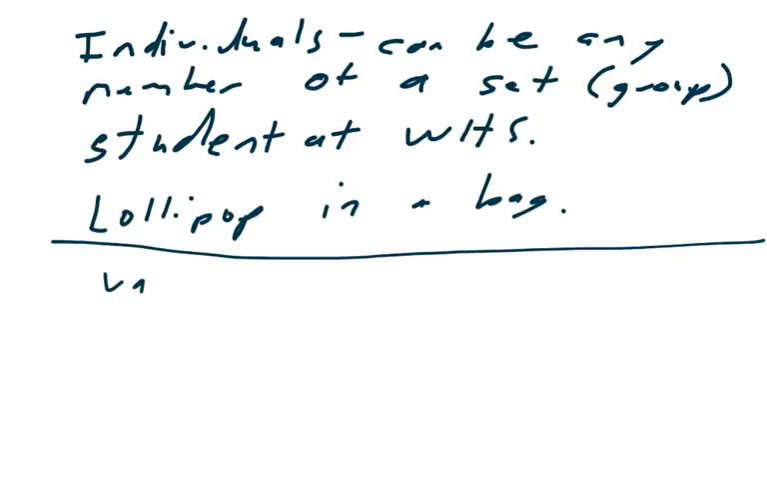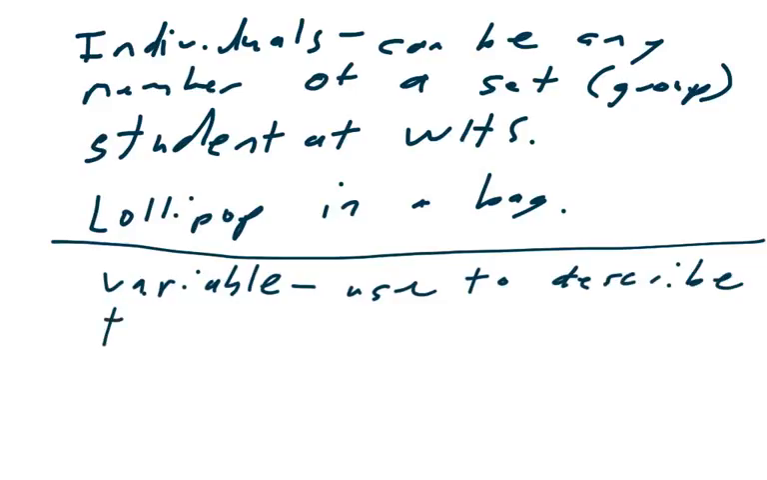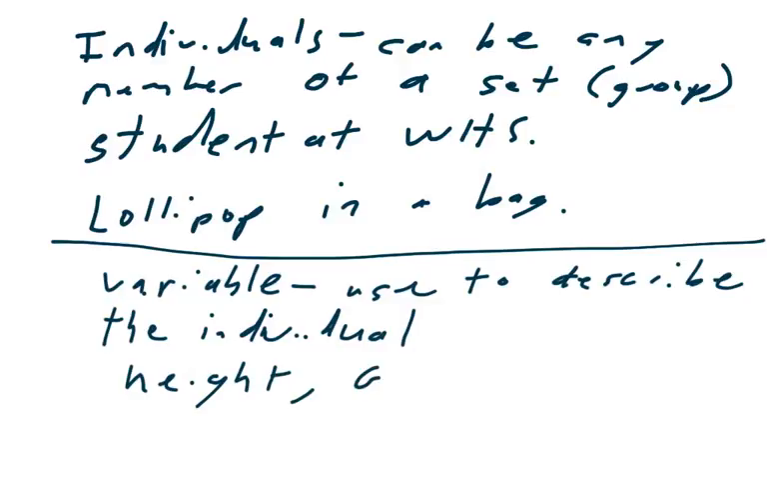And then a variable could be anything used to describe the individual, such as height or GPA for the students, or flavor for the lollipop. These are all variables. They can be different for different people or lollipops.